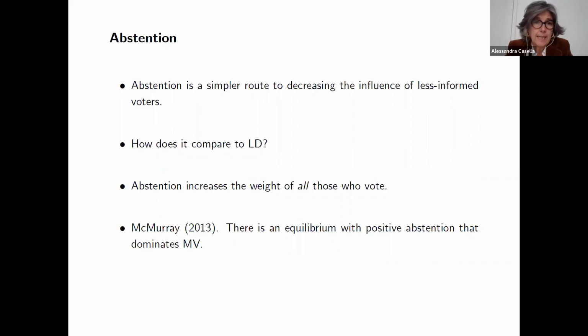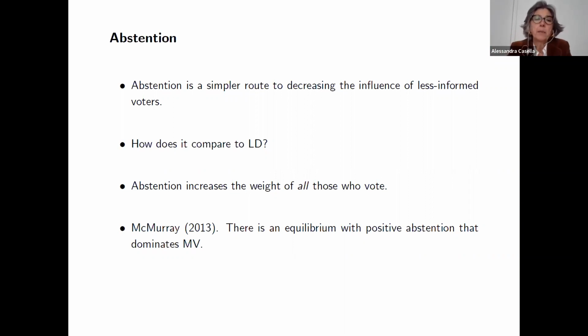Abstention, as was mentioned. Abstention is a simpler route to decreasing the influence of the less informed voters, right? If you don't want the less informed voters to have weight, well, they could just abstain. And it's natural to ask how it compares to liquid democracy. There is a difference, and that's what Santiago said, that abstention increases the weight of all those who vote, not only the experts. So they are not exactly equivalent.